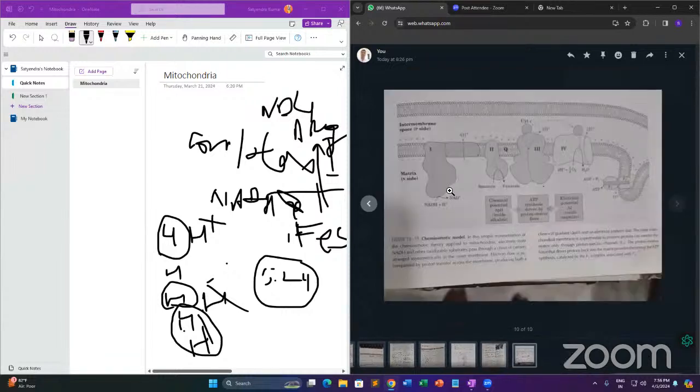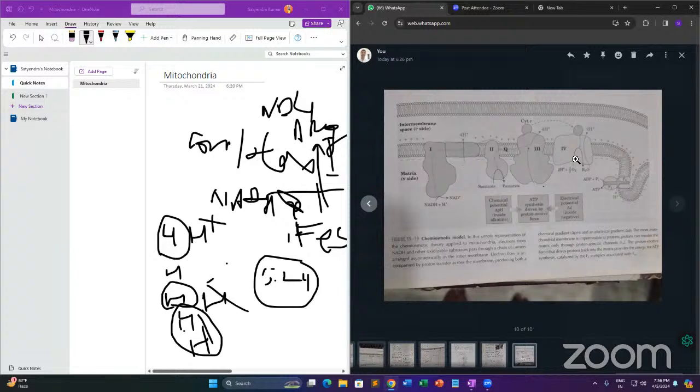Now, you are looking here at complex I, complex III, and complex IV. The question is, why complex I, complex III, and complex IV?